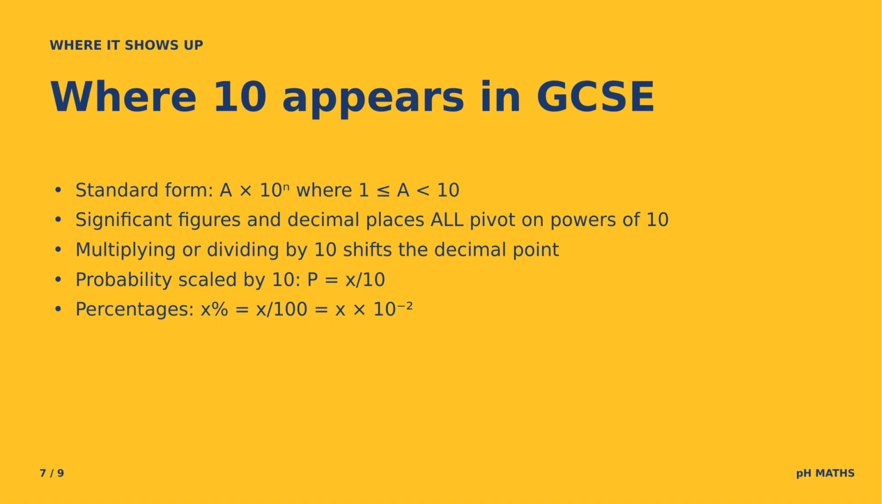Where 10 appears in your exam. Standard form: every number in standard form looks like a times 10 to the n, where a is between 1 and 10. Significant figures and decimal places all pivot on powers of 10. Multiplying or dividing by 10 shifts the decimal point. Probability questions sometimes use scales of 10. Out of 10, p equals x over 10. And every percentage is x over 100, which is x times 10 to the minus 2.